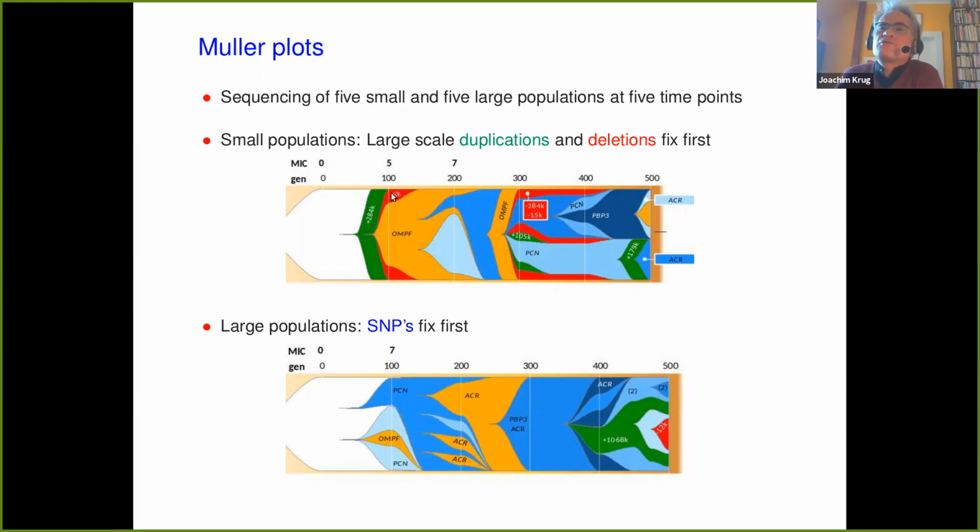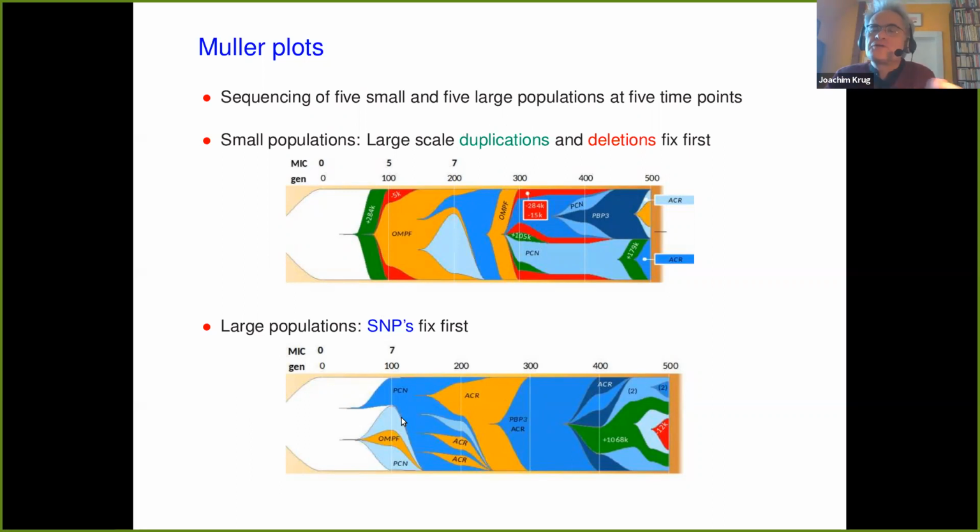But I should say, these are to some extent an artist's impression, because the only information that we actually have is the genomic content of the population at these different intermediate time points. But nevertheless, you can see a clear pattern. In small populations, these red and green events tend to happen first, which are in our color coding the large scale duplications and deletions, whereas in the large populations, the blue events occur first, and these are the single nucleotide polymorphisms.